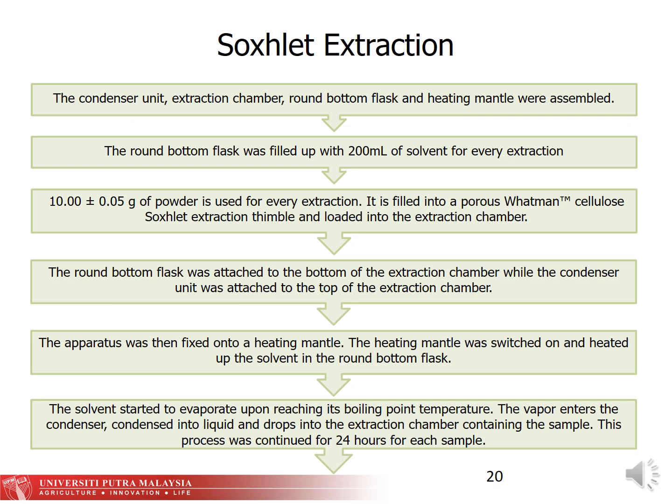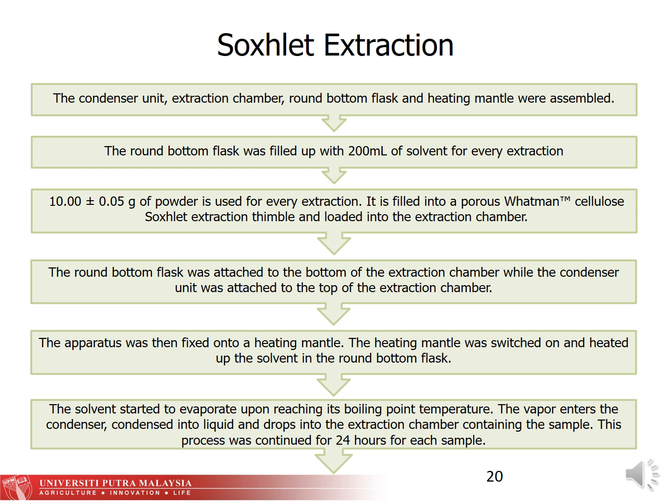Now I'll proceed with the extraction procedure. The condenser unit, extraction chamber, round bottom flask and heating mantle were assembled. The round bottom flask was filled up with 200 ml of solvent for every extraction. Approximately 10 grams of powder is used for every extraction. It is filled into a porous Whatman cellulose Soxhlet extraction thimble and loaded into the extraction chamber.